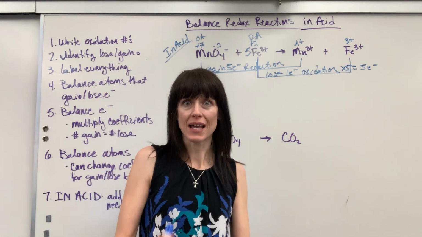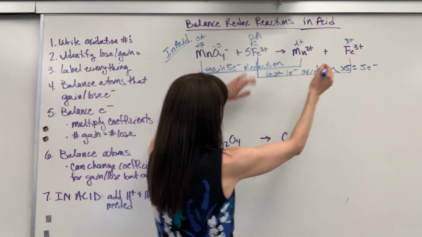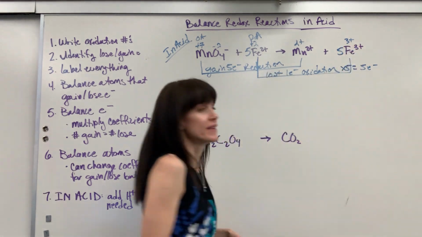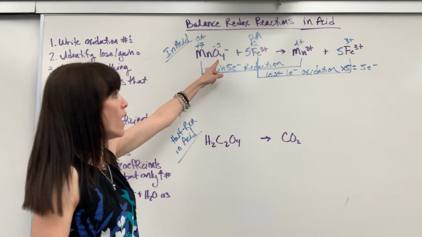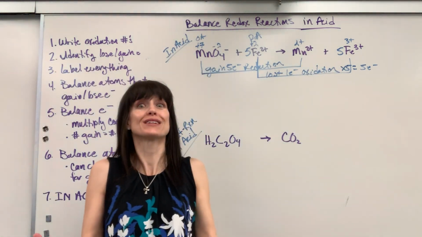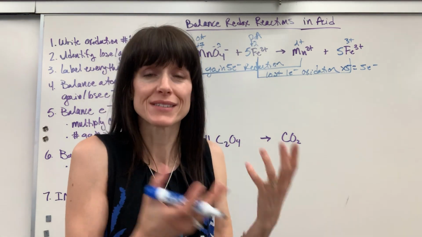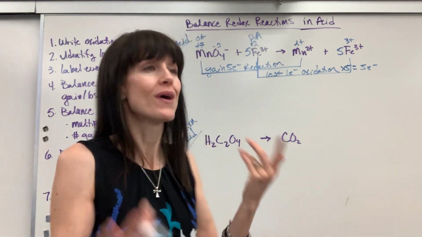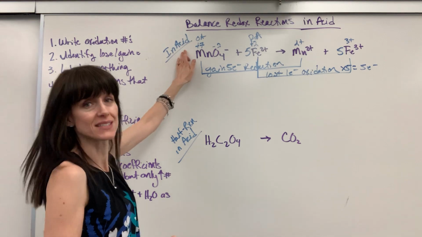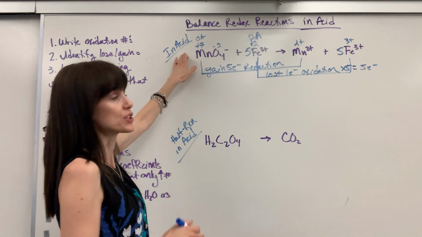Now we can balance the atoms. So I look at the atoms, one manganese, 5 iron, 5 iron, but this is where it gets kind of crazy. Oxygen, and there's no oxygen over here. Conservation of matter, that can't happen. You can't start with oxygen and not end with it. There's nothing we could do to destroy it. Well, that's where this word acid comes in. This is a redox reaction in acid.